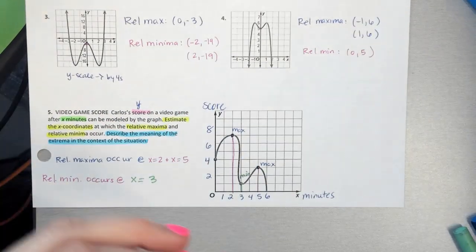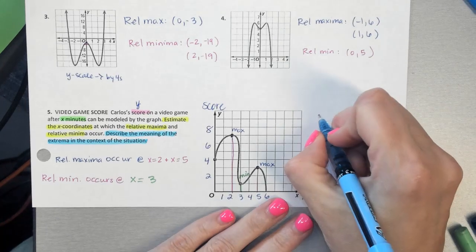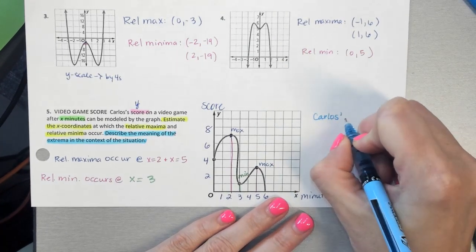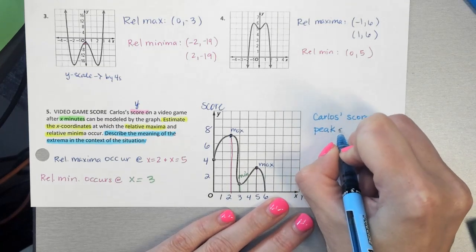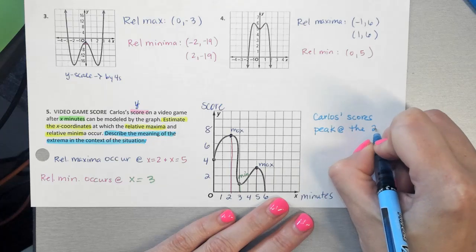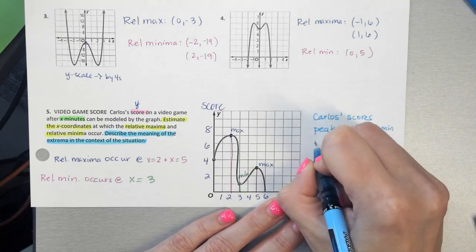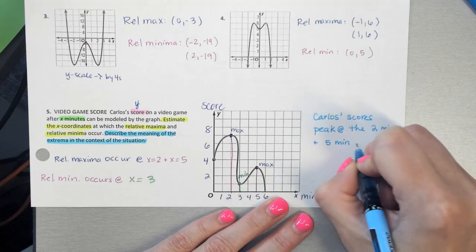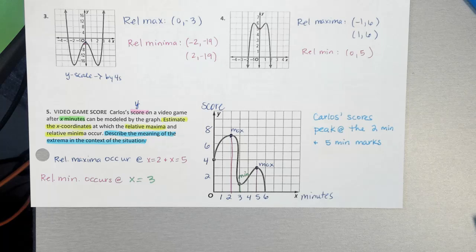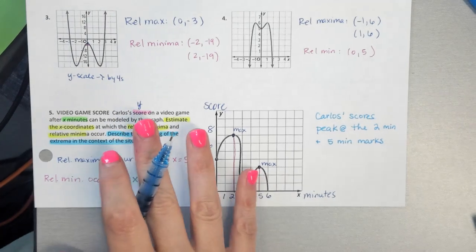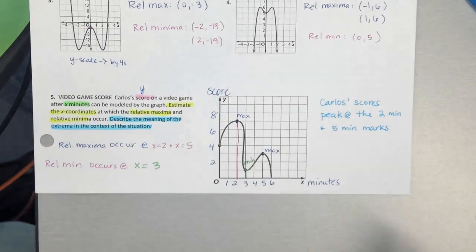Okay, so one way you could word this is you can say Carlos's scores peak at the 2-minute and 5-minute marks. Okay, you could also say Carlos's scores are the highest at 2 minutes and 5 minutes. That would be fine. Okay, that's a different way to say it.